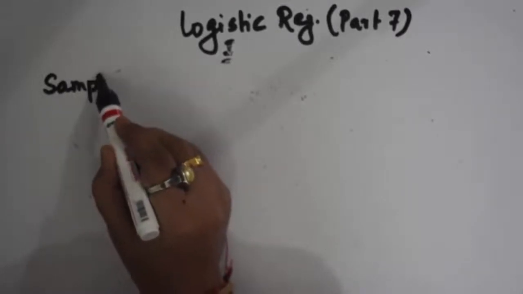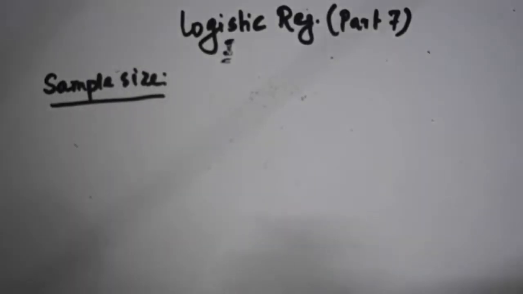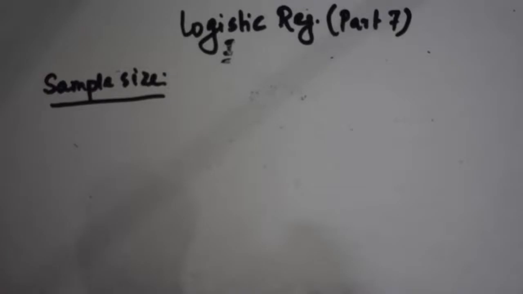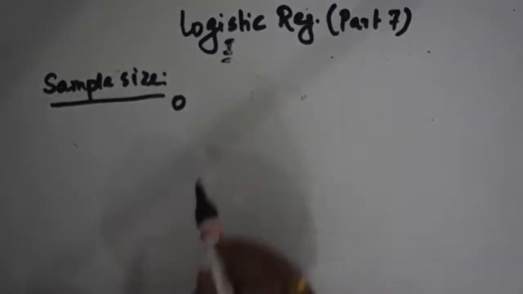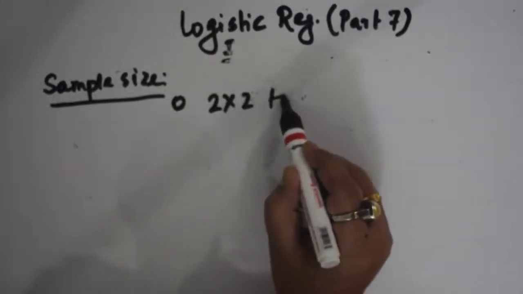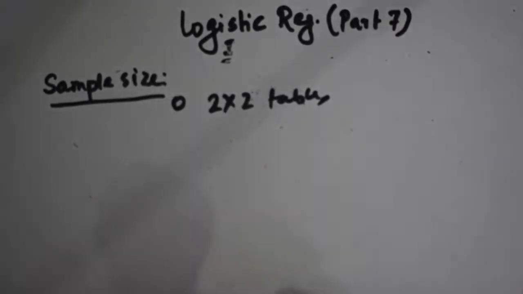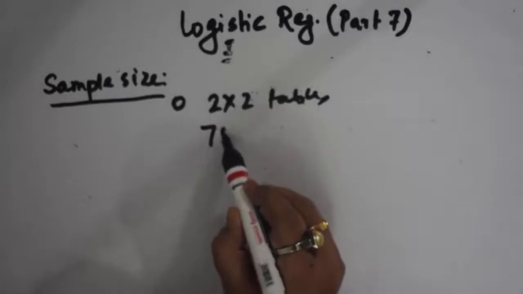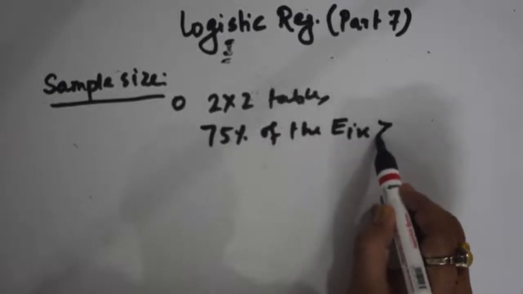Now, sample size for approximate chi-square, D square. We know for a 2 cross 2 contingency table, for the chi-square approximation of the deviance or likelihood ratio and Pearson chi-square to be valid, we should have 75% of the E_ik greater than or equal to 5.